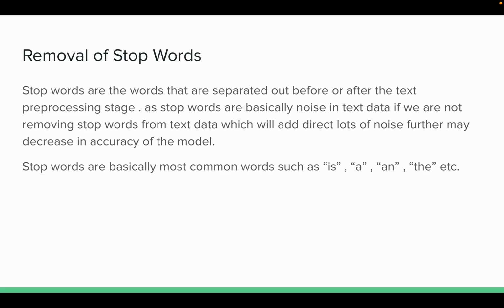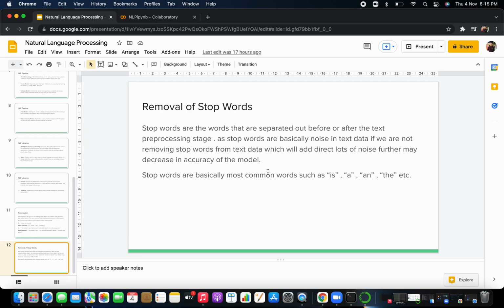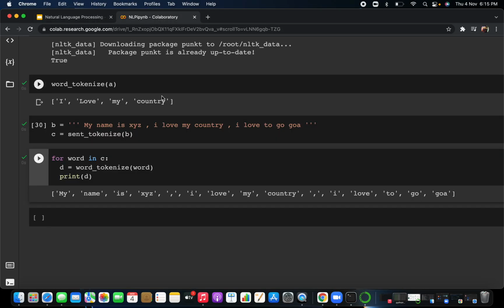Whenever you are building any model, you have to remove the stop words to get more accuracy for that model. This is basically the noise in the data set. So a and the are basically noise, and they have to be removed before you further pre-process the data set. So how do you want to remove these stop words?